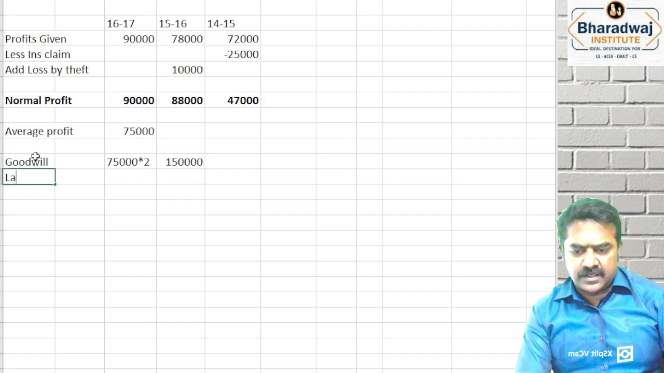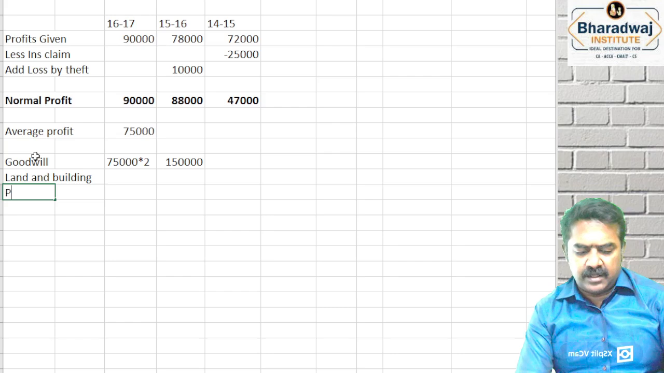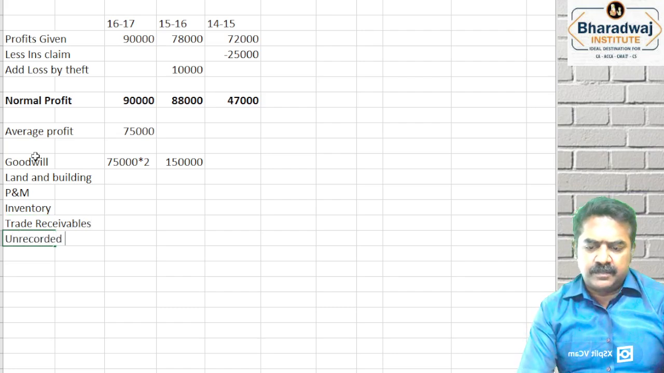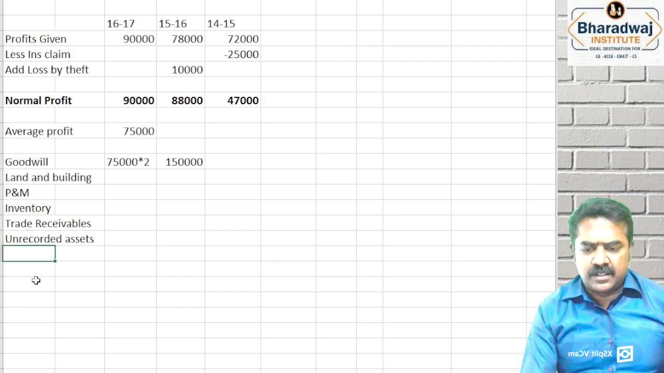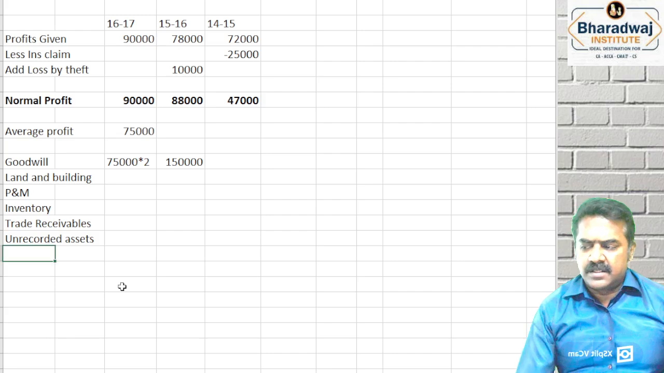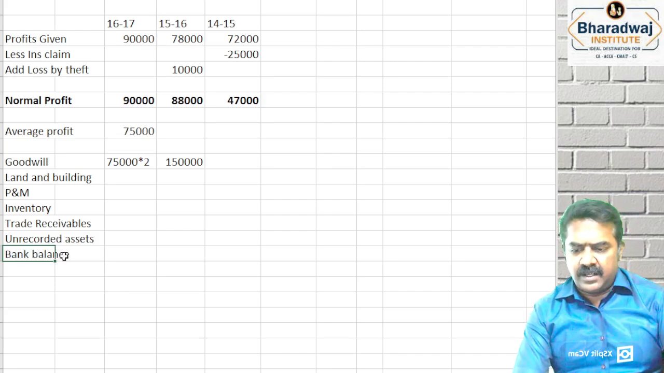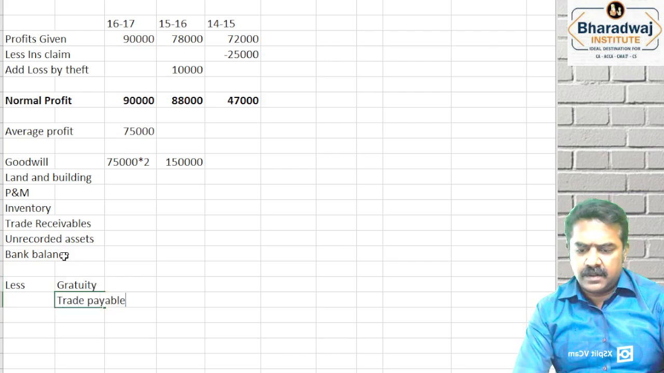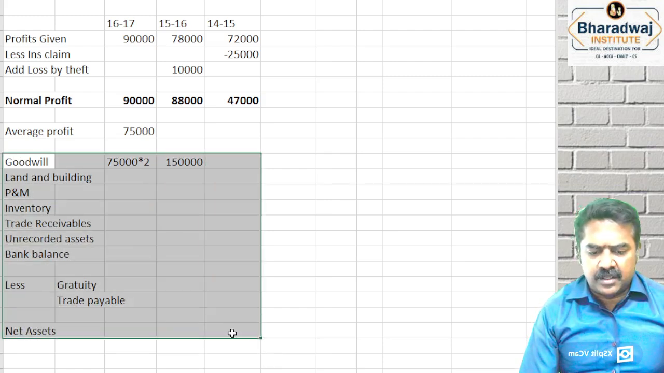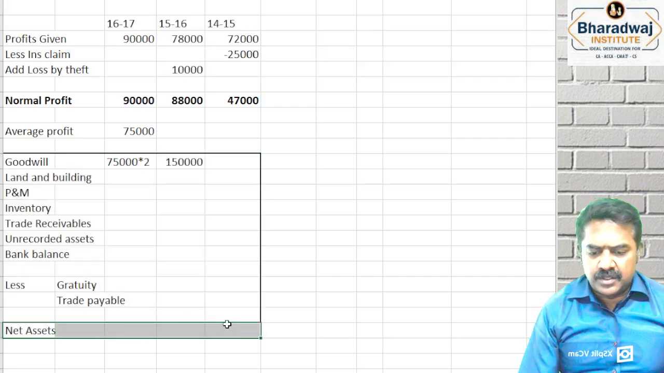Then you can add all the other assets: land and building, plant and machinery, current assets, inventory, trade receivables. Some unrecorded assets are also taken over. Unrecorded assets are to be considered now. Look at this. Unrecorded current assets in the book, 15,000 will be taken over by X Limited as given to us. Then bank balance we can take, less gratuity, trade payables. That's all. This will give us net assets. Work out and tell me the net assets. Mutual dues, we will eliminate after amalgamation is over.